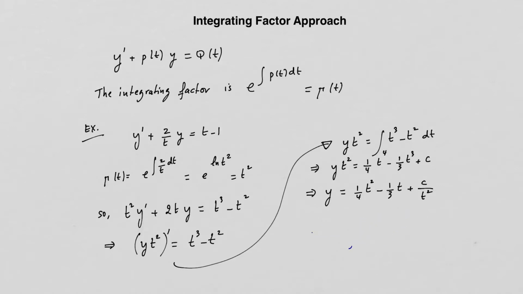I found my solution, right? It's weird that the c is being divided by t squared, but that's what it is, okay? So feel free to differentiate this and dump it here and multiply this by 2 over t and see if you get t minus 1. It should work out, okay?